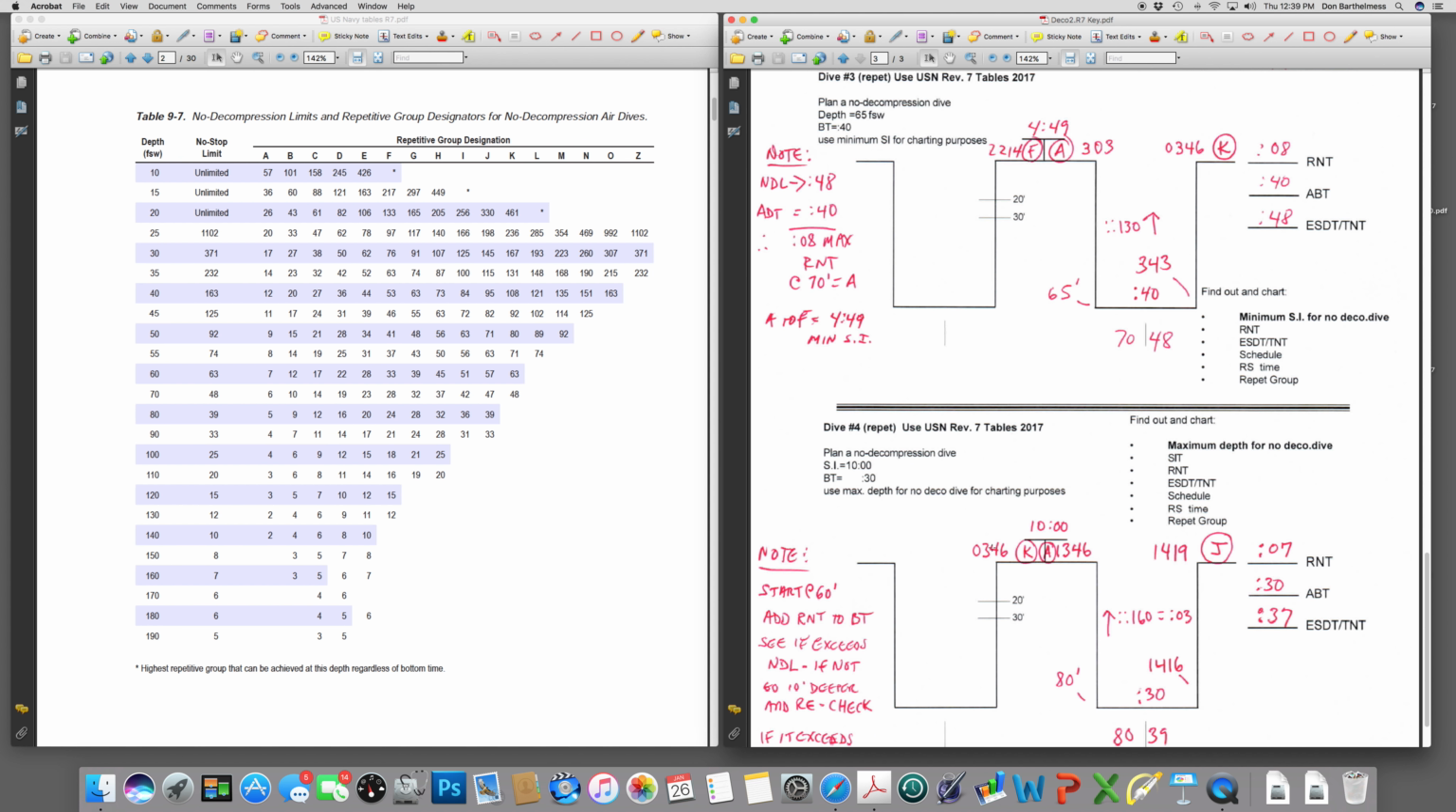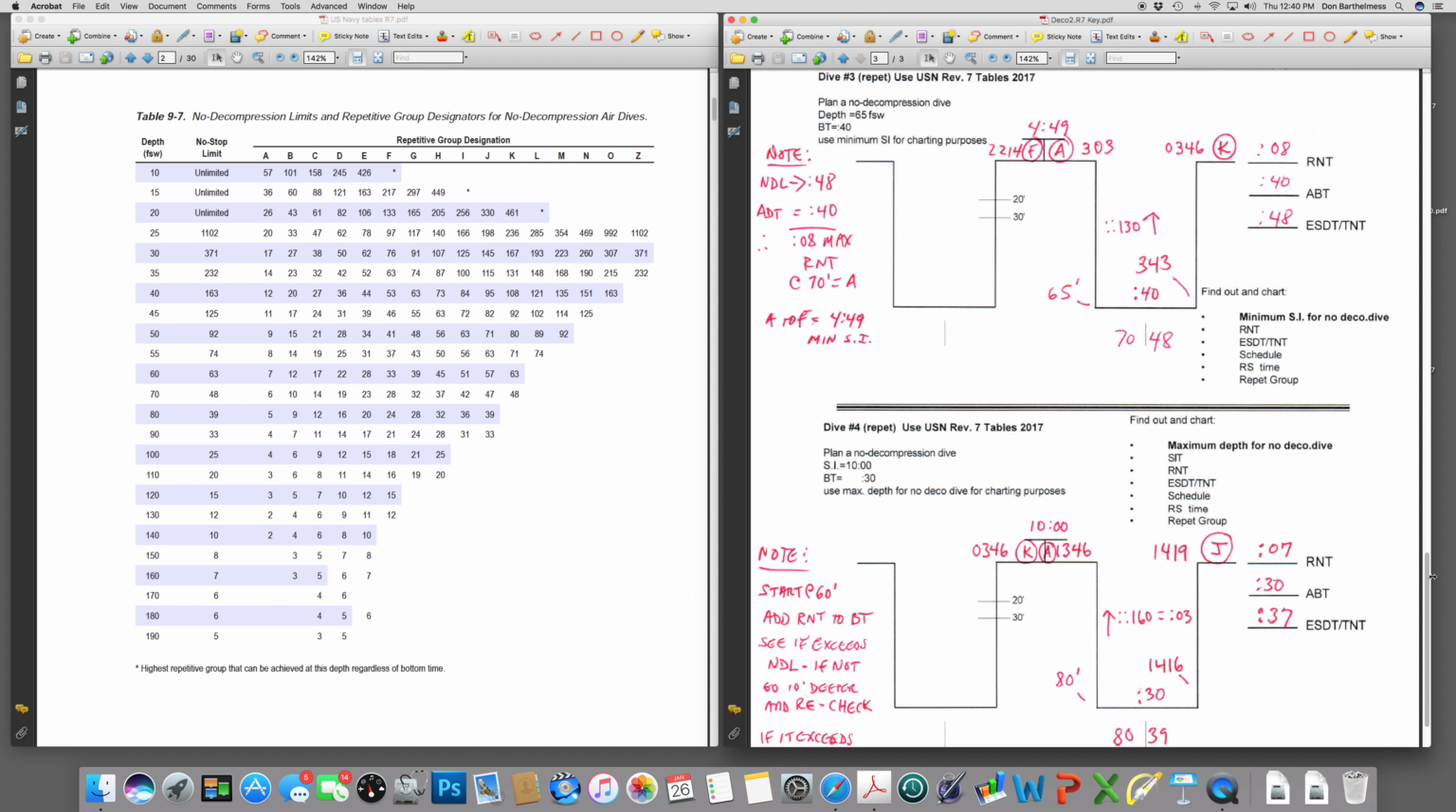Now dive number 4, I'm going to write that information right here at the beginning of my surface interval. Now I'm going to give you information and ask you to plan a no decompression dive after a surface interval of 10 hours, and you have a particular task to do that takes 30 minutes. I want to know what is the maximum depth that you can go to do this task. Make it a no decompression dive.